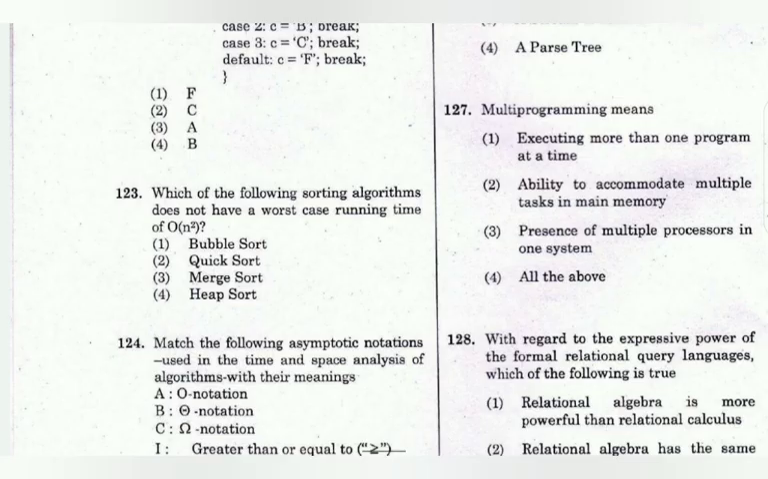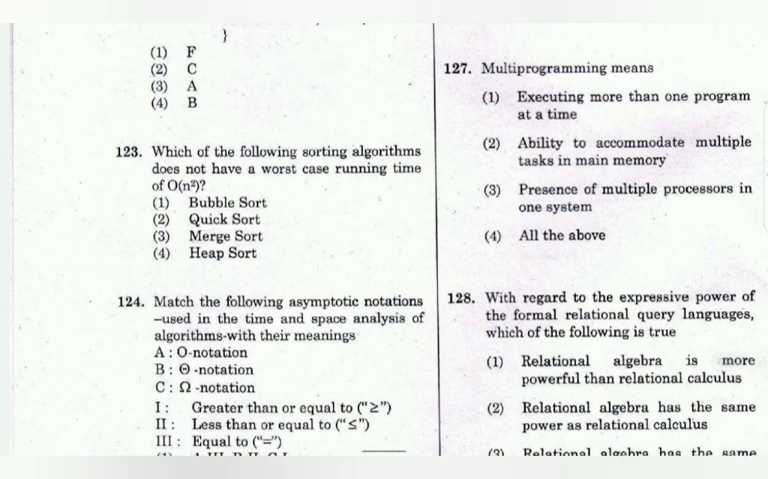Efficient utilization of CPU by accommodating multiple tasks in memory and supporting multiple processes in a system. So option 4, all of the above is the correct answer.